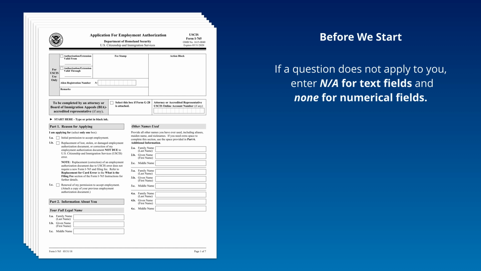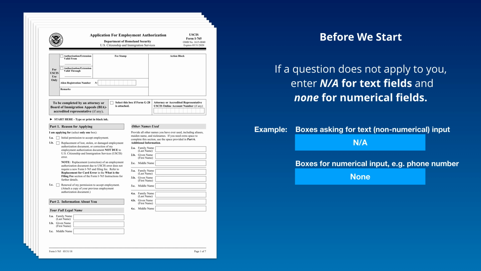Before we start, throughout the I-765 form, enter NA, or none for numerical fields, to all text boxes that do not apply to you. In other words, try not to leave any boxes blank. Do not put NA into checkboxes.